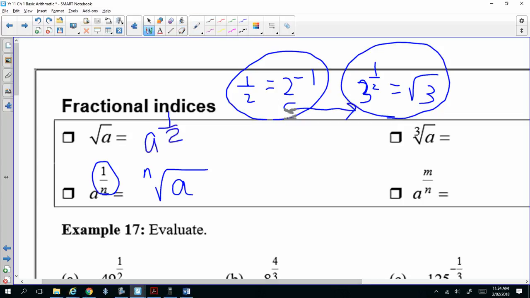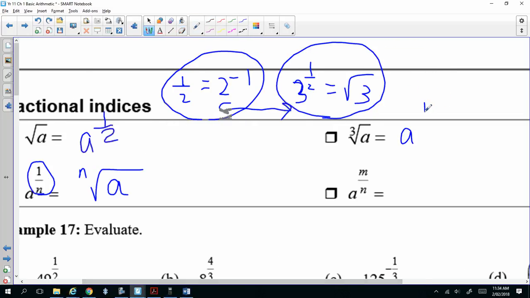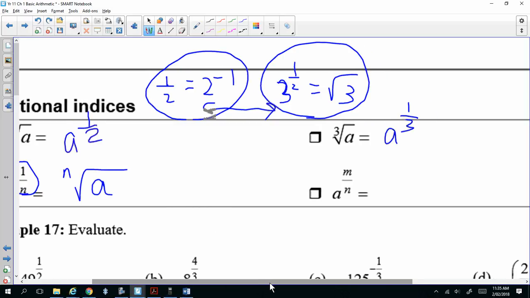And the last one, what if it's a full fraction? You just write a to the power m over n. The denominator will be the nth root, and the numerator will be the m there. Okay. So note where it is placed. All right, so we have these 4 rules. Make sure you look at them very carefully. And then we're going to apply them to the questions.